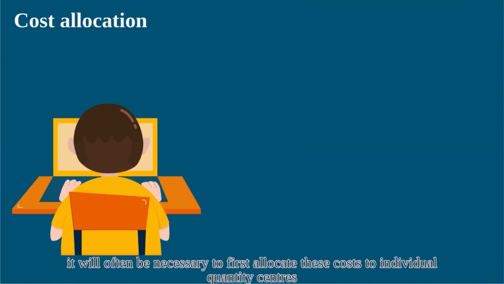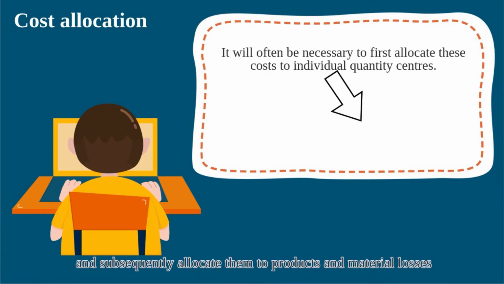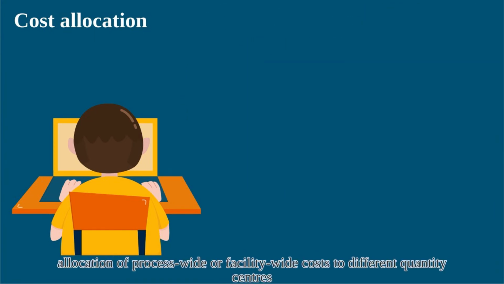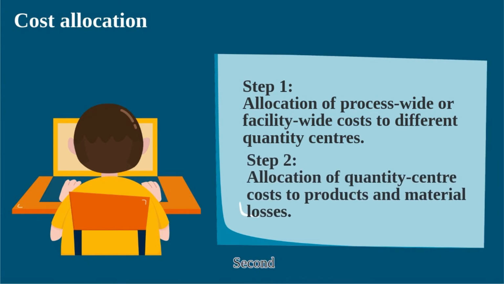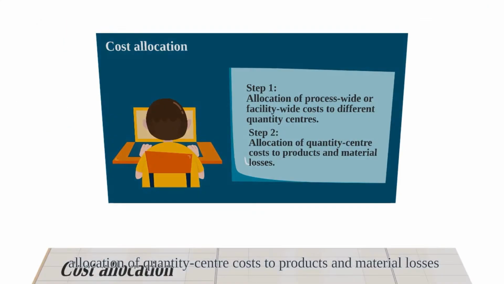Thus, in practice, it will often be necessary to first allocate these costs to individual quantity centers, and subsequently allocate them to products and material losses, in a two-step procedure. First, allocation of process-wide or facility-wide costs to different quantity centers. Second, allocation of quantity center costs to products and material losses.